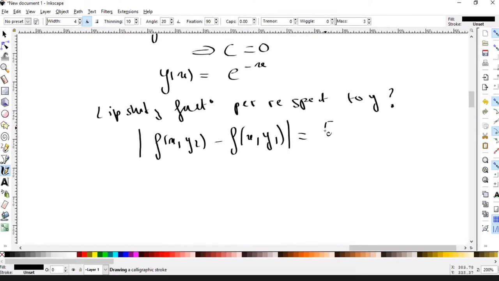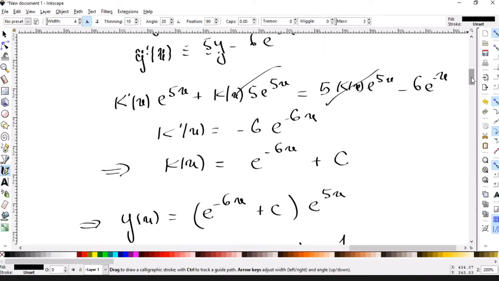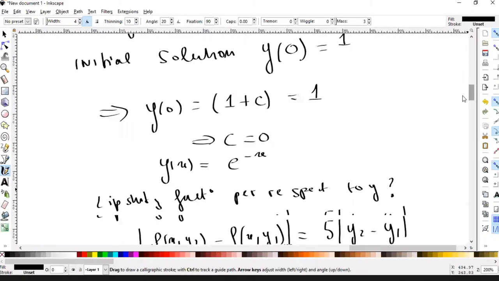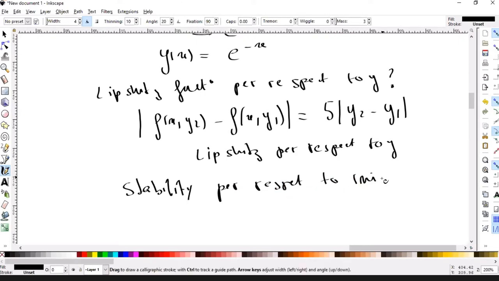This is equal to 5(y2 minus y1). So from a Lipschitz function perspective, we don't have a problem here, and a unique solution exists. But now let's see the stability with respect to the initial condition.